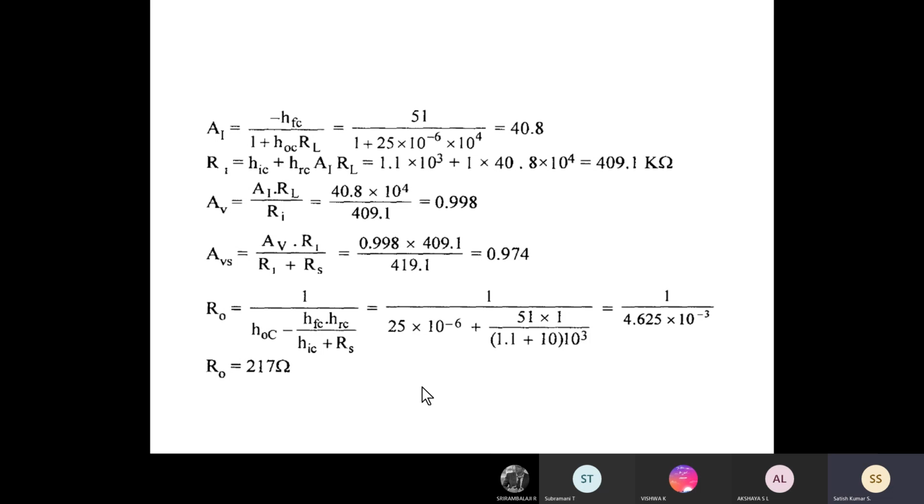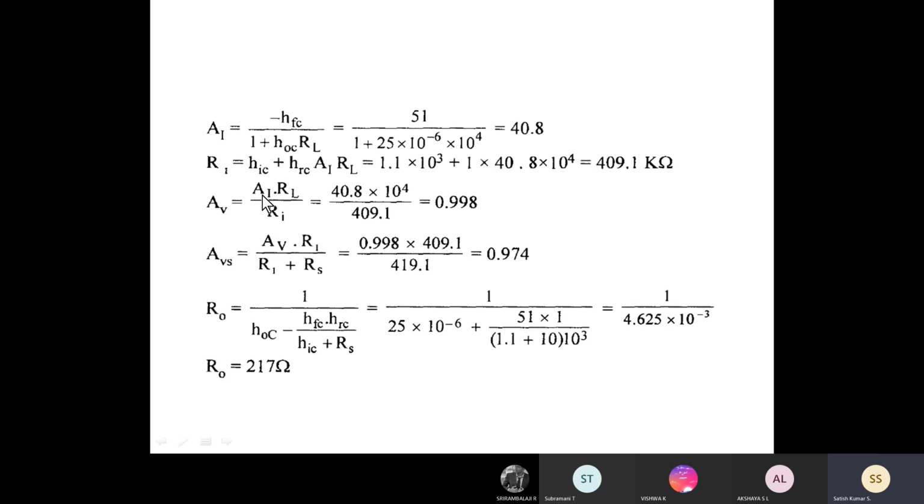So when you substitute, you'll get the current gain of the given common collector configuration as 40.8. Next, I am going to calculate the voltage gain. The voltage gain formula is generally output voltage divided by input voltage. Output voltage is not given, and input voltage is also not given. So we are going to calculate it with the help of the current gain.